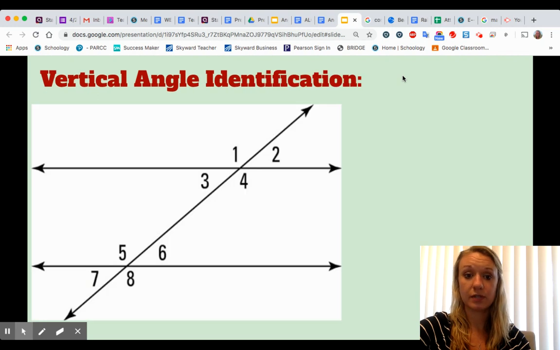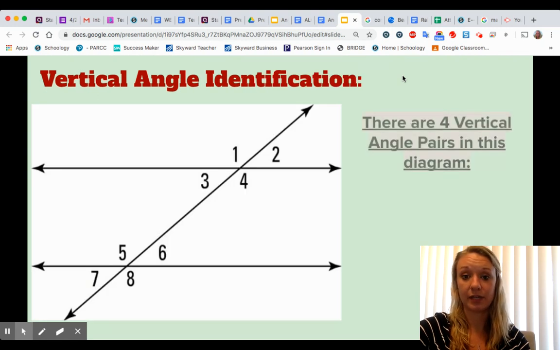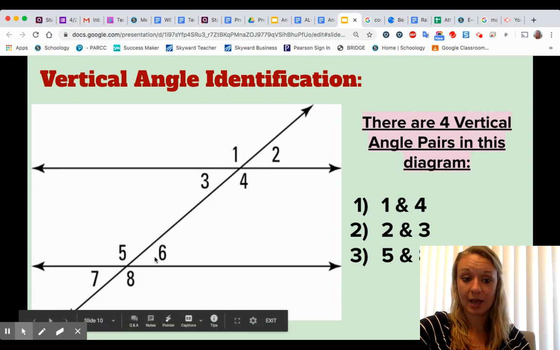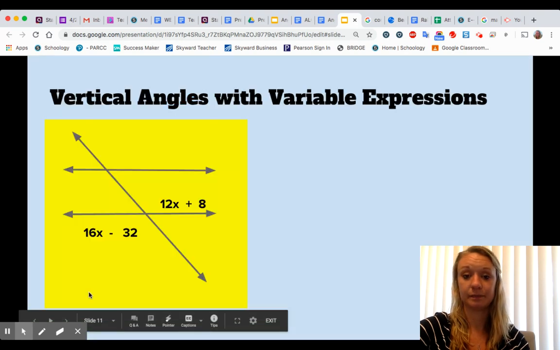So now let's use that knowledge to identify different vertical angles here. There's 4 different pairs of vertical angles. So first, we've got 1 and 4, as you can see with my cursor here. You've got 2 and 3, 5 and 8, and then your last one is 6 and 7.